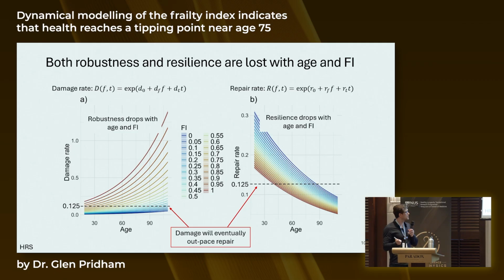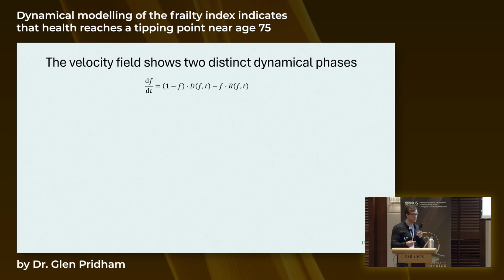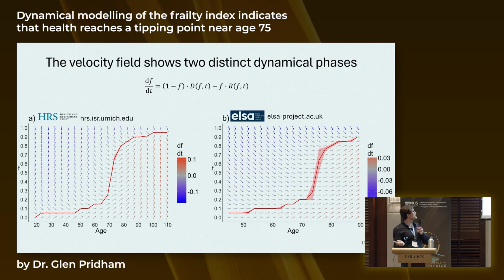And to understand just how bad that is, we go back to our original equation. And we break down the velocity field. So these plots are like wind. So you're at a point here, at a particular age, at a particular FI, you're one of those points. And if you're blue, that means your velocity is negative, so you're going to get better. And if you're red, your velocity is positive, so you're going to get worse. So if you're blue, if you're young, you are up in the top left, so you're going to get better. And if you're red, you're going to get worse. And if you're in the gray, you're going to stay about the same.